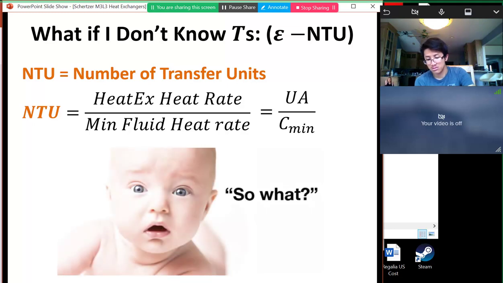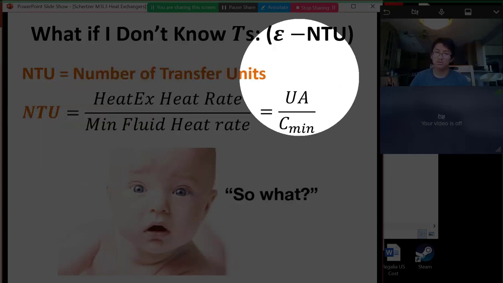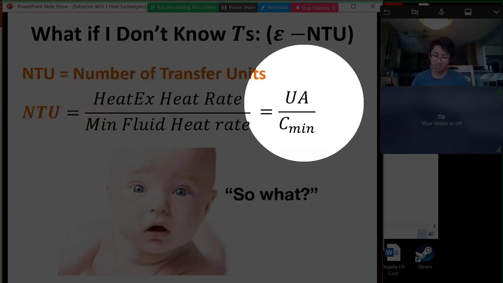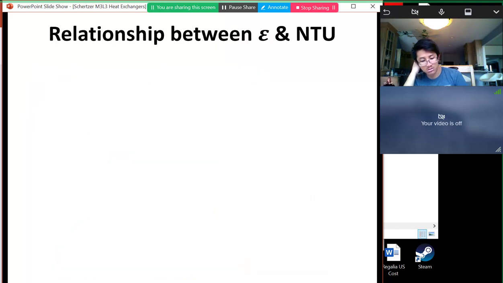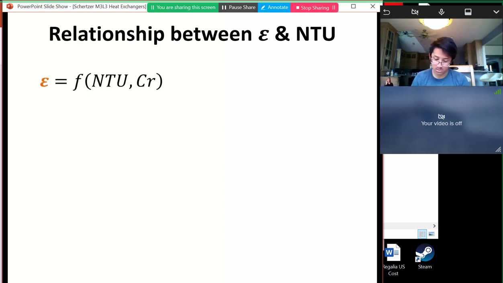So this is some kind of calculation, but why do we care? The nice thing about NTU is, if we knew NTU, we see that it's a function of the area. So if I'm trying to find the area of my heat exchanger or the size of my heat exchanger, this could be a useful thing. And it turns out that there's a relationship between effectiveness and NTU: effectiveness is a function of the number of transfer units and CR.